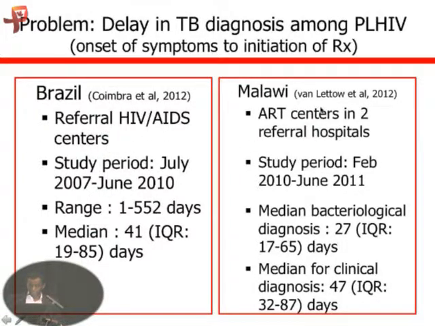And this one from Malawi, which was done in two referral hospital centers and ART centers in 2010-2011, showed that if the TB is diagnosed bacteriologically, mainly if it is smear positive by microscopy, the delay was 27 days. And when it was smear negative and the diagnosis was done clinically, which is the commonest form of TB among people living with HIV, the delay was up to 87 days with a median of 47 days.